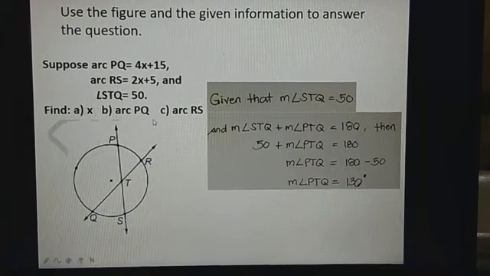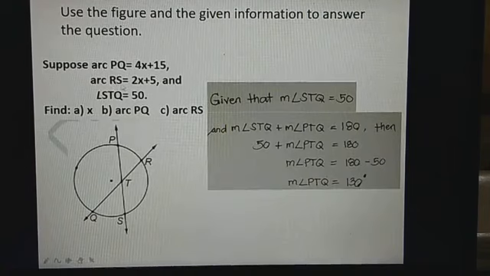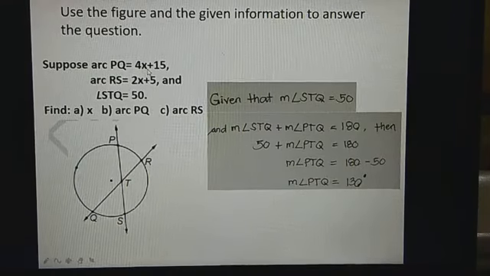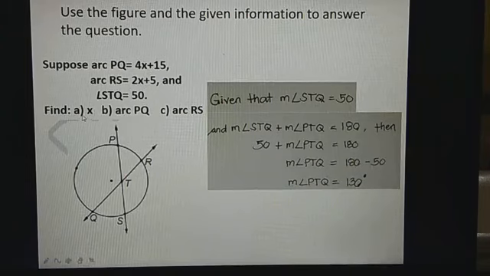Analyze muna uli natin yung figure. Tingnan natin. Tsaka yung given niya, mapapansin nyo, yung arc PQ at tsaka si arc RS, ang given measure niya ay nirepresent ng algebraic expression. Kaya hindi natin malalaman kung anong measure ni PQ at tsaka ni RS hanggat hindi natin nalalaman kung ano yung value ng x. Kaya yun ang una natin kukunin for letter A.